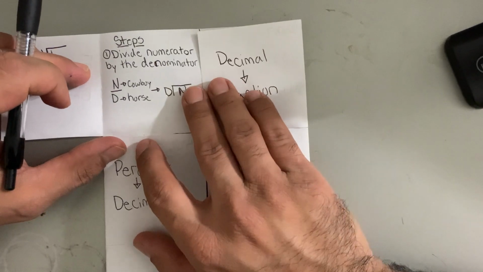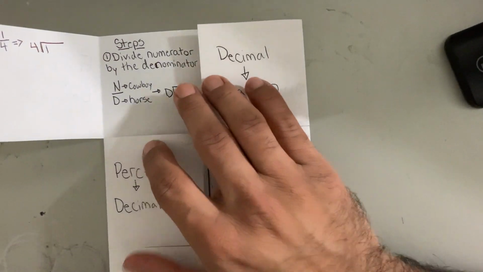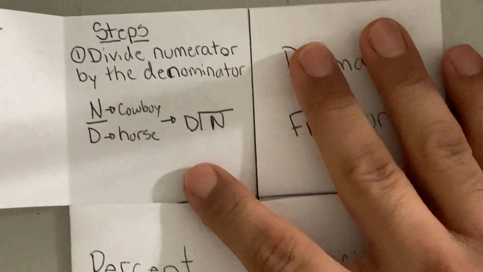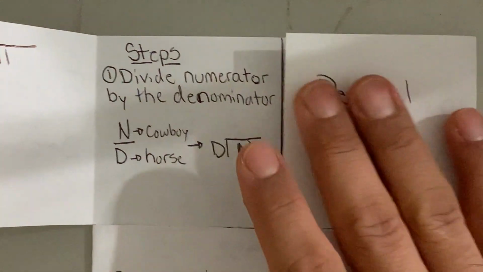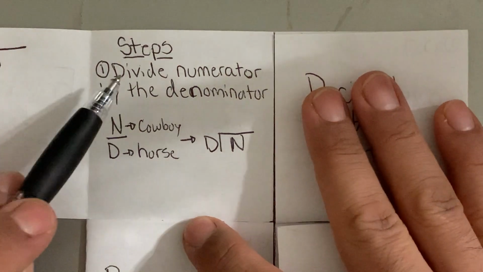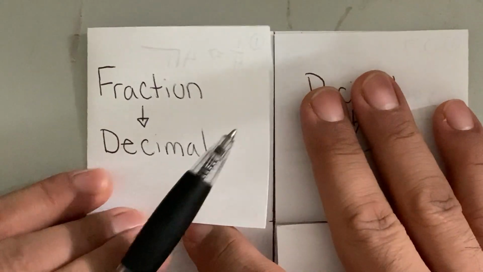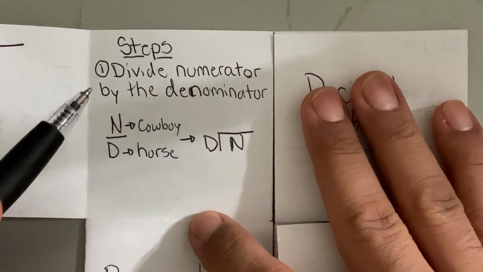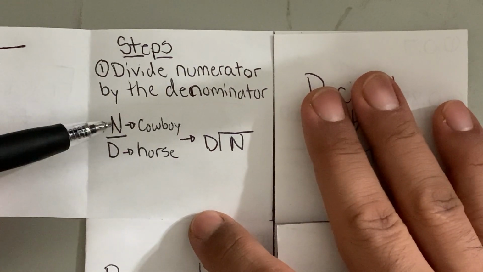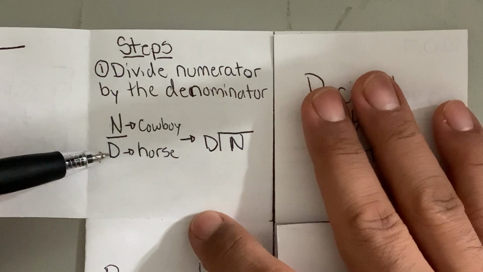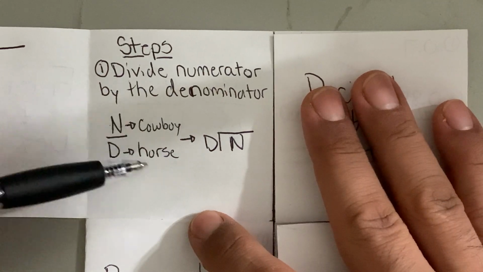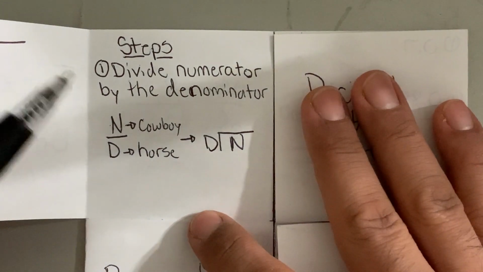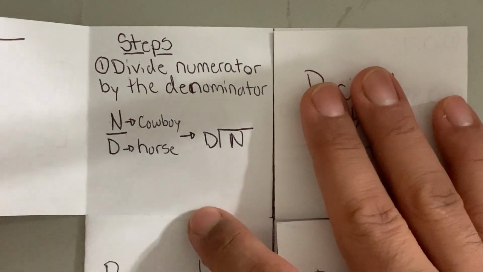Here are the steps. I'll zoom in a little bit. All right, hopefully you guys are able to see that well. The steps to change a fraction to a decimal: you have to divide the numerator by the denominator. That just means the numerator's on top, the denominator's on bottom. How I've taught it to you guys is cowboy and horse. The cowboy goes inside the house. The horse goes outside of the house. We're going to set it up.